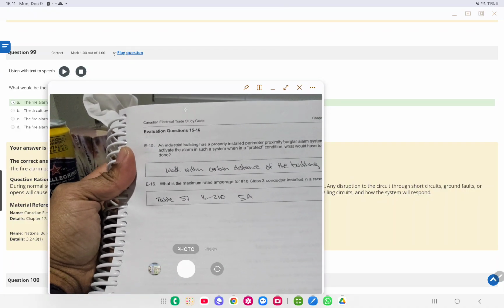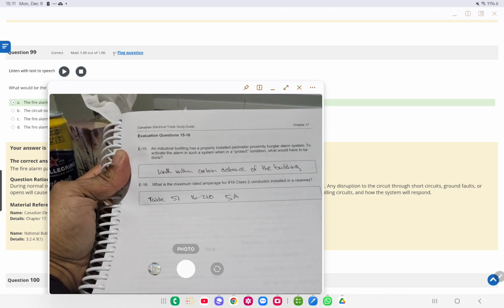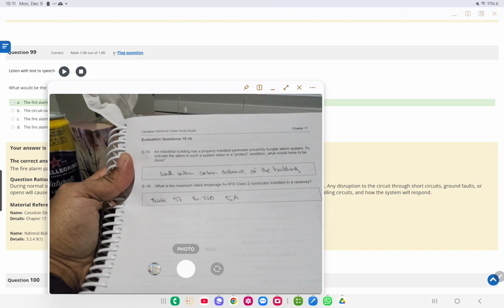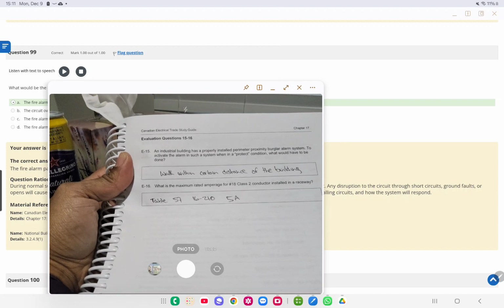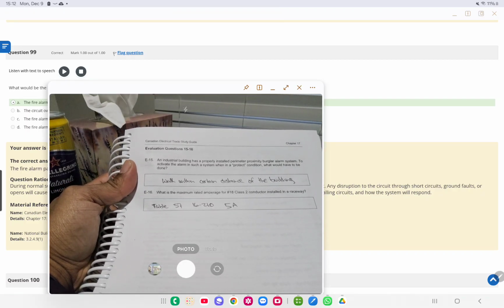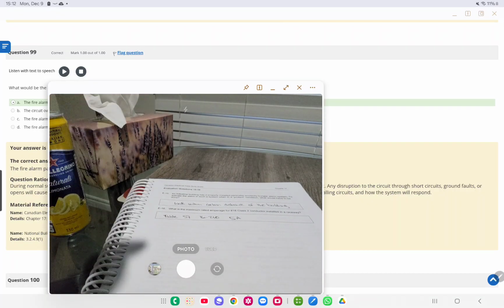An industrial building has a properly installed perimeter proximity burglar alarm system. To activate the alarm in such a system when in a protect condition, what would have to be done? Walk within a certain distance of the building. What is the maximum rated amperage of number 18 Class 2 conductors installed in a raceway? Very simply, you just go to table 57 and you should get your answer.